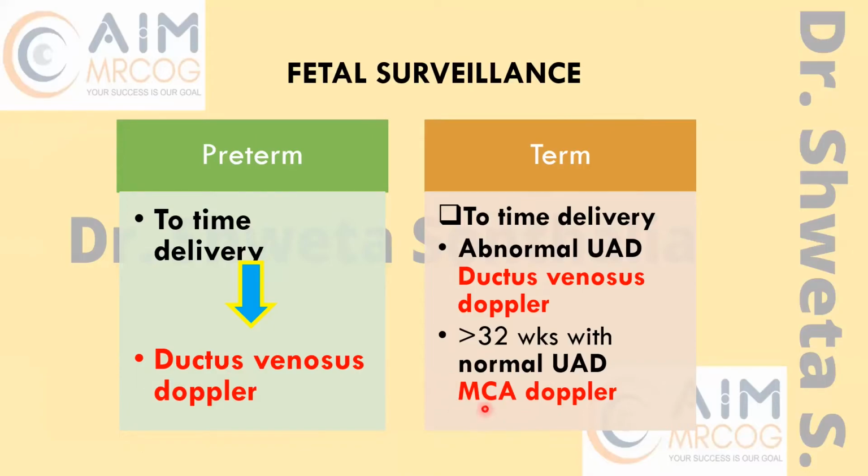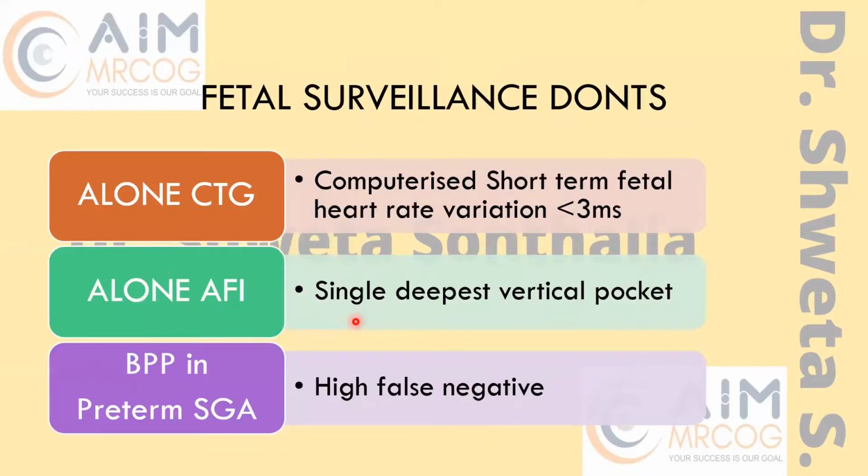That's why they always ask, if normal umbilical artery Doppler, how you will time the delivery? If more than 32 weeks, you are going to use middle cerebral artery Doppler. If less than 32 weeks, you are going to use ductus venosus Doppler. If abnormal umbilical artery, next step will be ductus venosus Doppler. This is very, very important. This chart is really, really important, how to time the delivery.